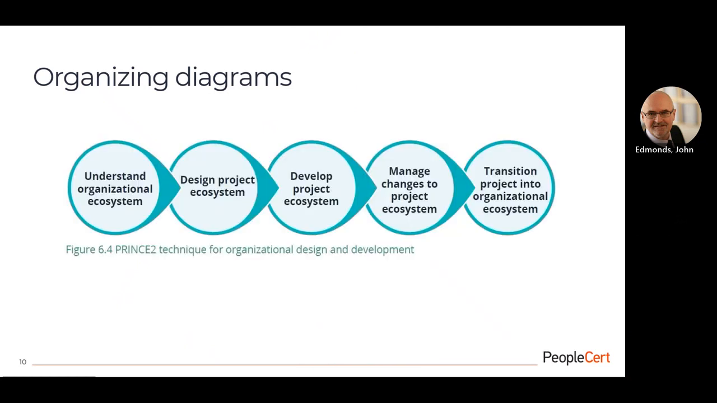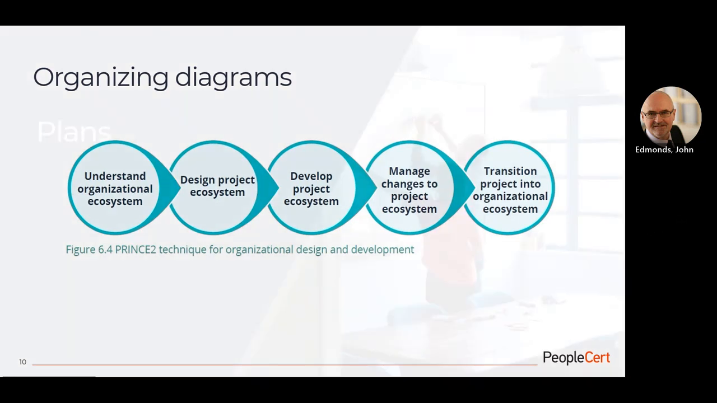And here's the Prince 2 technique for organizing. So this is about firstly understanding the organization that we're part of, then designing an ecosystem that's going to be suitable for the project team, developing that project team, that ecosystem, ongoing managing of changes to it throughout the life of the project, and then finally that transitioning back into the organization as the project comes to an end. How do we manage that? What are some of the challenges as we go through these various stages of organizing the project? These are all brought out within this particular technique.